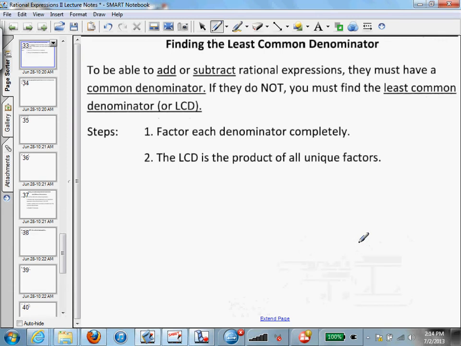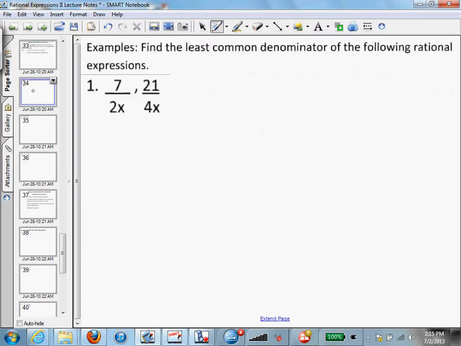Hello, and I want to welcome you to a discussion on finding the least common denominator. To be able to add or subtract rational expressions, they must have a common denominator. If they do not, you must find the least common denominator, LCD. So the steps are to factor each denominator completely, and then the LCD is the product of all unique factors. So let's get started by looking at an example.